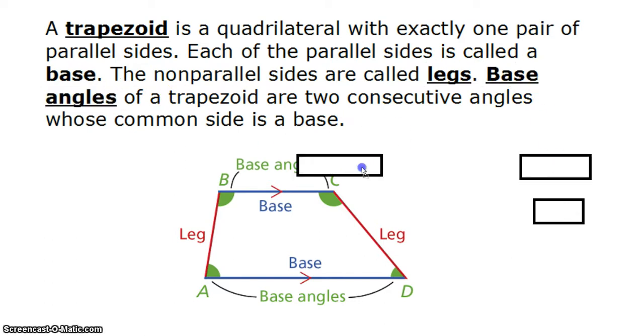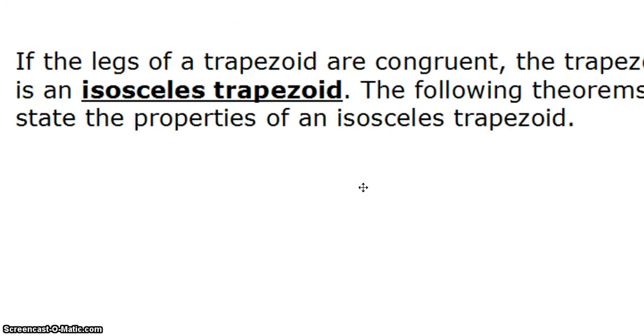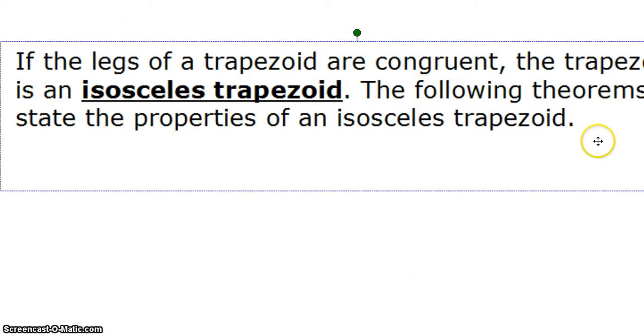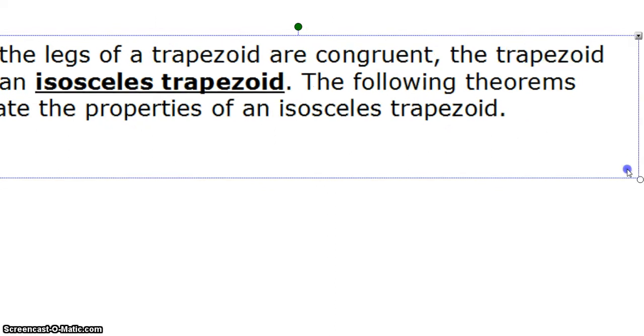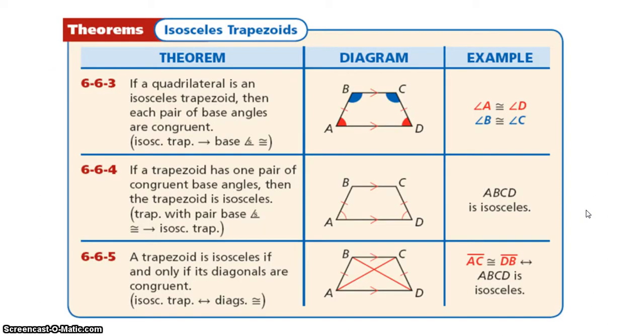The base angles of a trapezoid are two consecutive angles whose common side is a base. So we have the base angles, angle A and angle D, and the other base angles B and C. If the legs of a trapezoid are congruent, then the trapezoid is called an isosceles trapezoid. The following theorems state the properties of an isosceles trapezoid. So this is strictly for isosceles trapezoids.